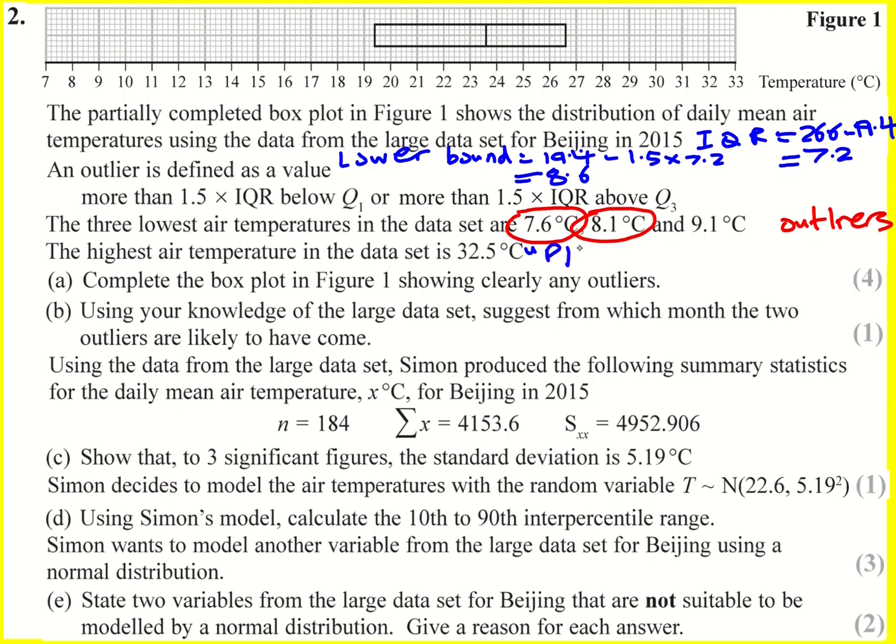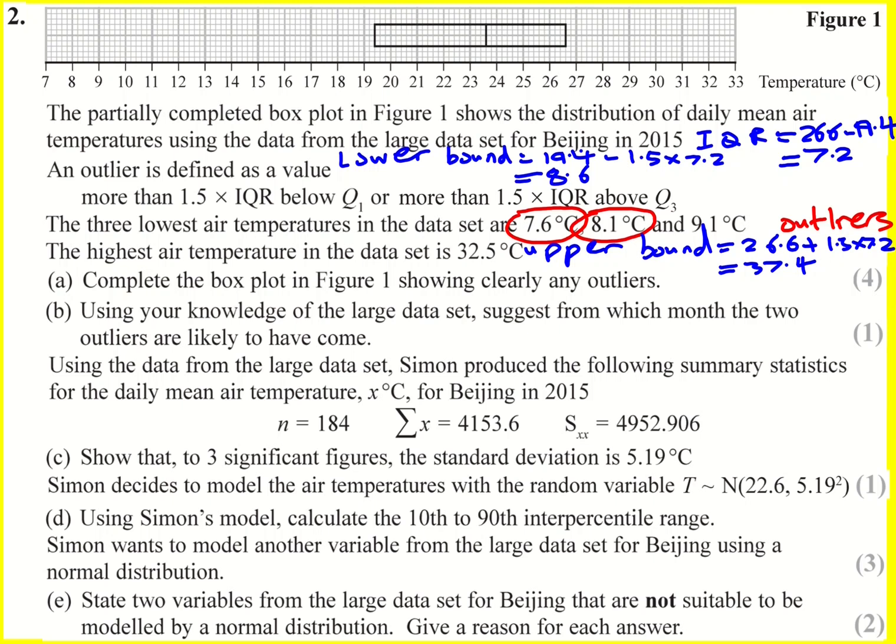And then we'll do the same for the upper boundary, which is going to be 26.6 plus 1.5 times 7.2, and this ends up being 37.4. So 32.5 is within that. It's not going to be an outlier.